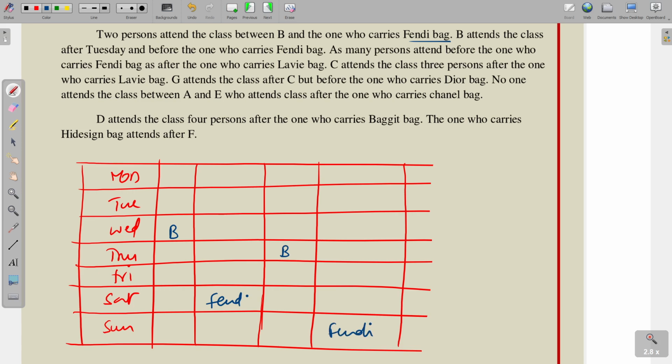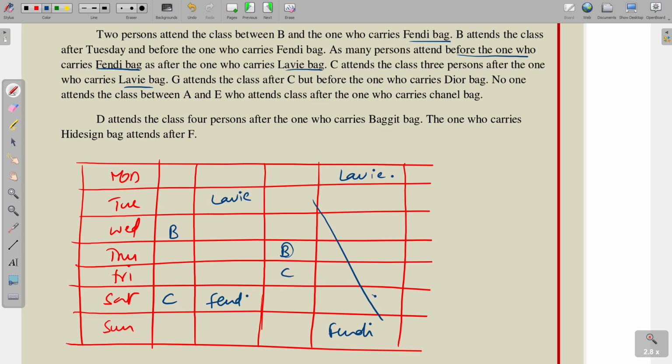Next point. As many persons before the one who carries the Fendi bag, after the one who carries the Levi bag. So before Fendi, after Levi. So here Levi. C attends the class 3 persons after the one who carries Levi. So 1, 2, 3. Here B is already there, so this one is not applicable. 1, 2, 3. Here C is placed.